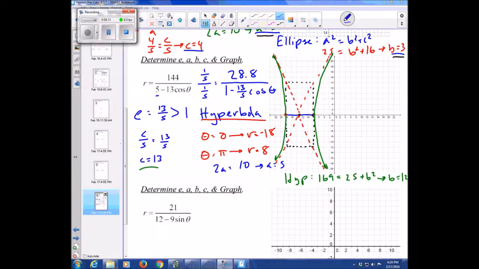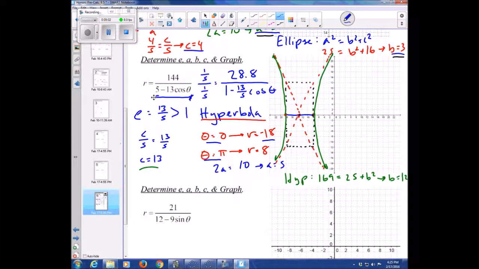So right here, hyperbola, of course, we are opening horizontally onto the positive x-axis, rather. But in general, in some ways it doesn't really matter. As long as we know we're opening horizontally, that means that the major axis, or the transverse axis, is going to be determined by the rotations of 0 and pi. So right here, we plug 0 into our original equation, and cosine of 0 is 1, so that's going to be 5 minus 13, giving us -8. And if we divide 144 by that, we get -18.